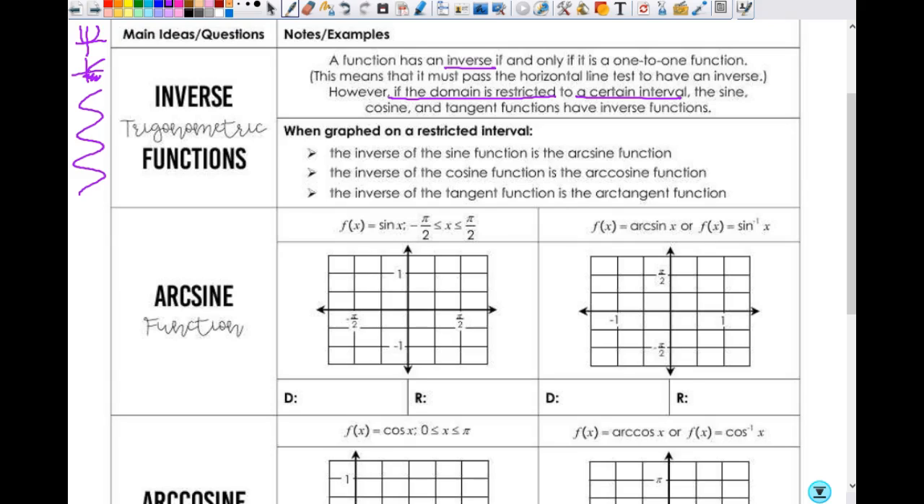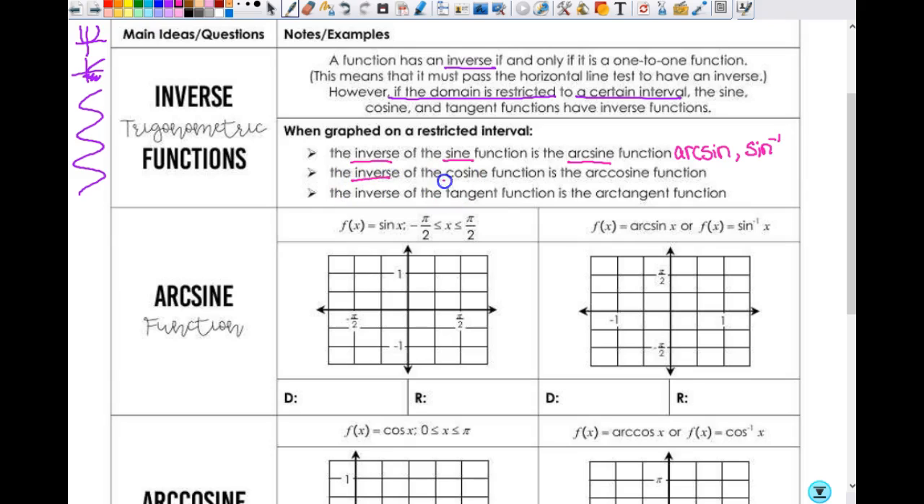And it says when graphed on a restricted interval, the inverse of the sine function is the arcsine function, which is written as arcsine, which is the same as sine inverse. So sine inverse, inverse sine, arcsine, they are all exactly the same thing. When you first learn this stuff in geometry, when you're doing the right triangle trig stuff, we call it sine inverse or inverse sine. Arcsine is just, like I said, another way to say it. It's kind of the big boy and girl way to say it, but we really are going to use both.